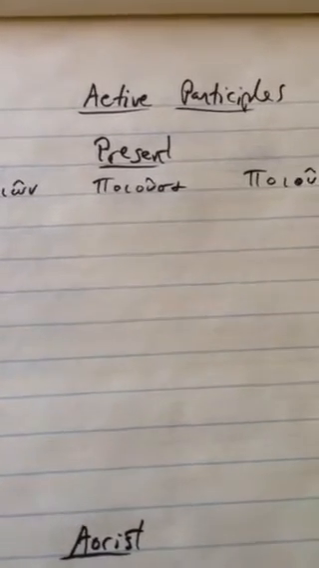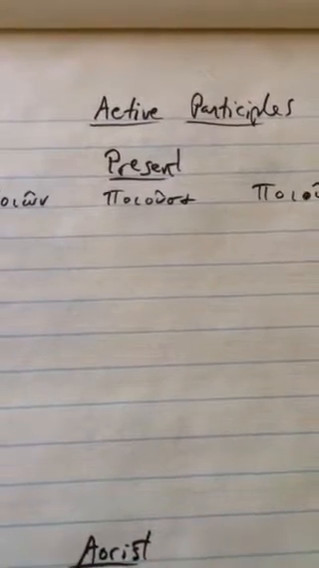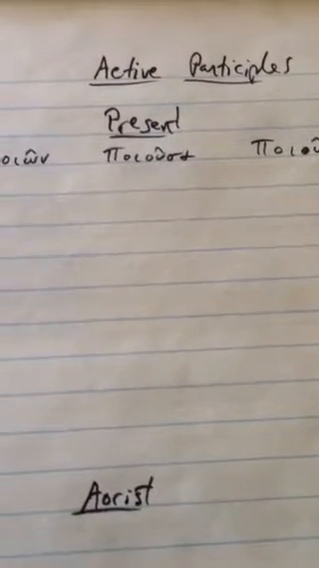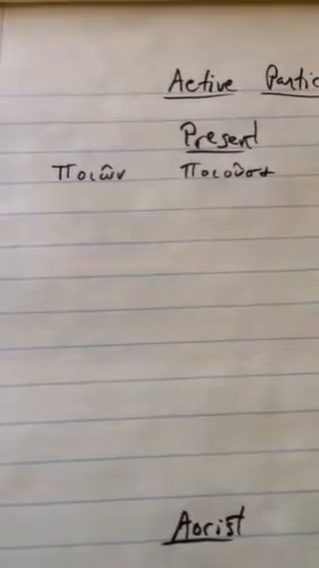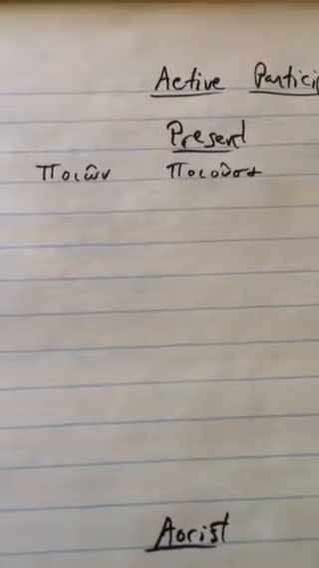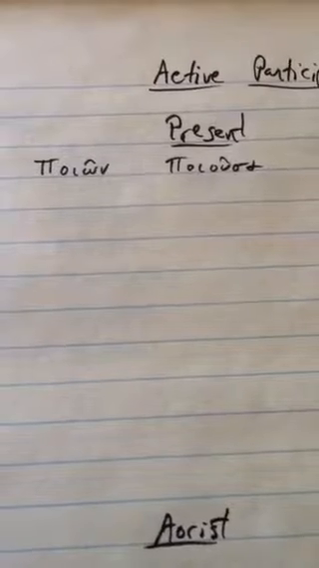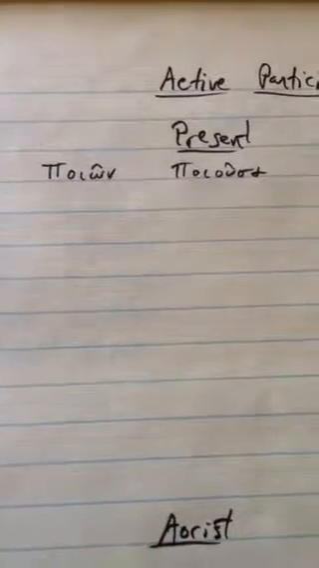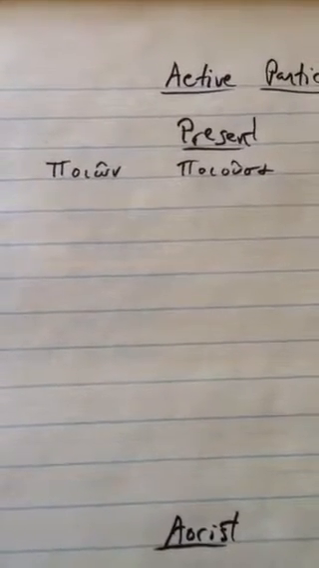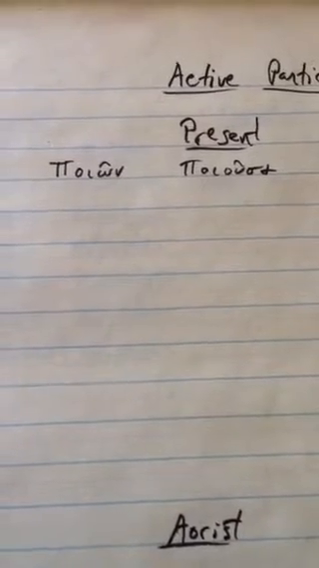Hello, this time we're going to work on participles, just active participles in the present and the aorist. And we're going to use the verb poieo, an epsilon contract. So the endings are all going to contract with the epsilon, and so in most cases it's going to be oo, ou, because eo becomes oo. Most of the participle endings have an o.